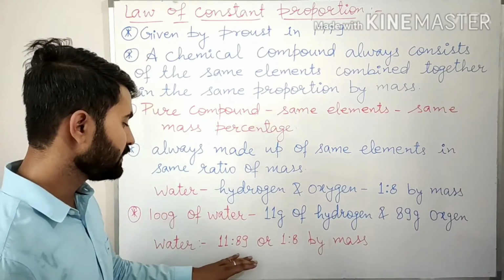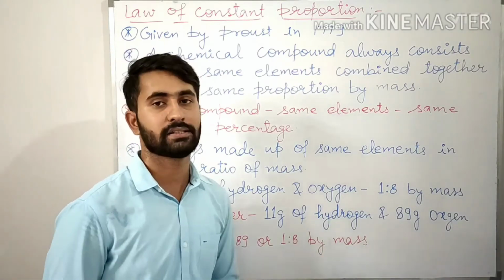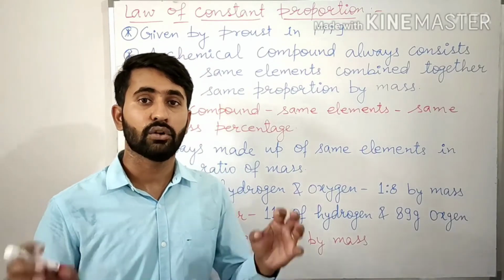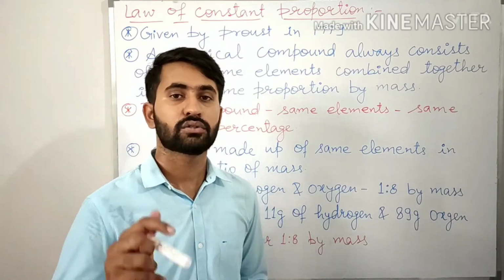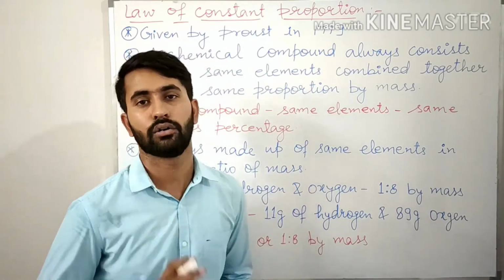of 11:89 or 1:8 by mass. It means that in a particular compound, the ratio of the mass of different elements is fixed. So now we will solve some problems based on this law.